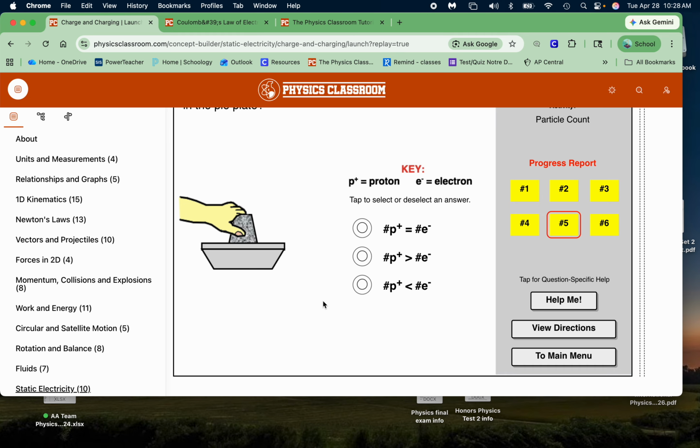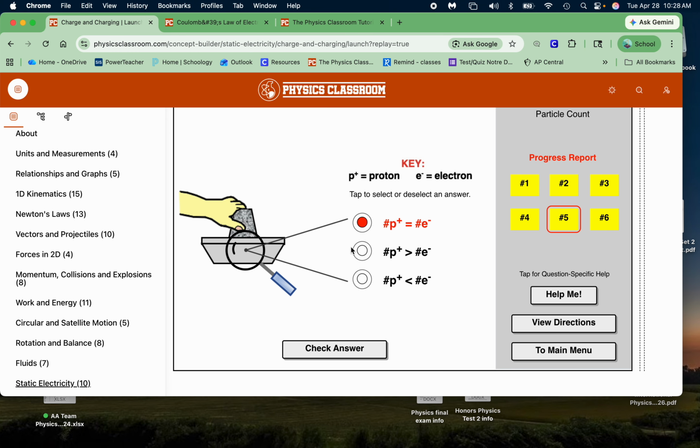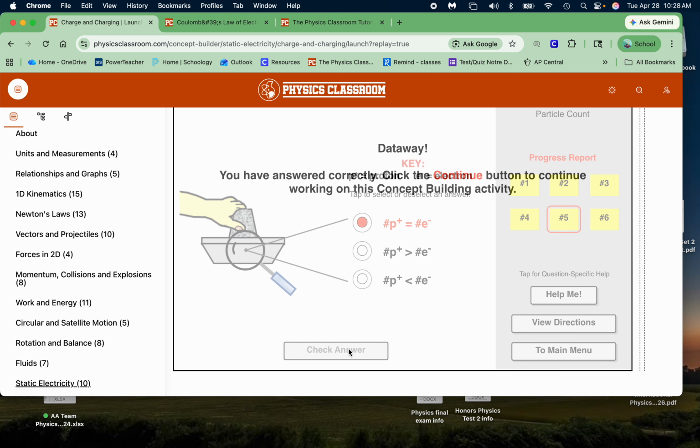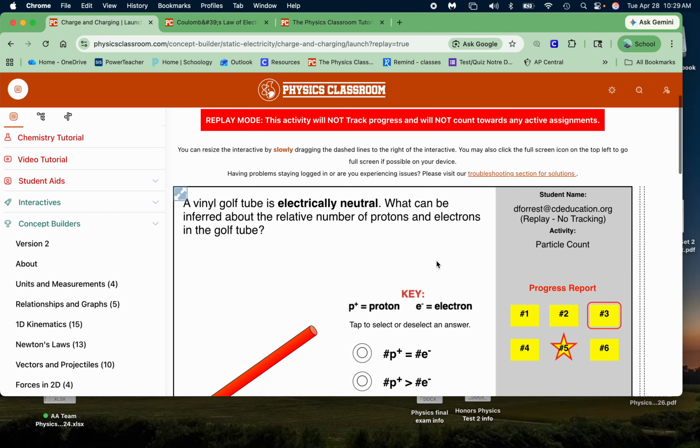So super quick. For example, an aluminum pie plate is electrically neutral. What can be inferred about the relative number of protons and electrons? Well, that should be equal. So again, easy with things like that. This should take a moment or 2.